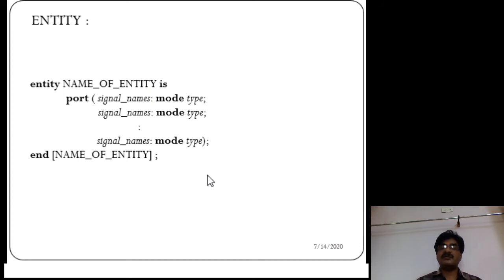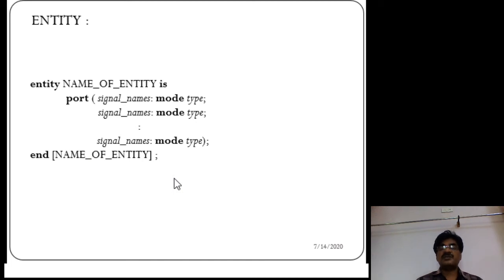There are many predefined data types. The predefined data types available in the language, you can also see in the further classes. So like that, many signals you can define. Finally end with the entity name, but entity name is optional, so close it with the semicolon.